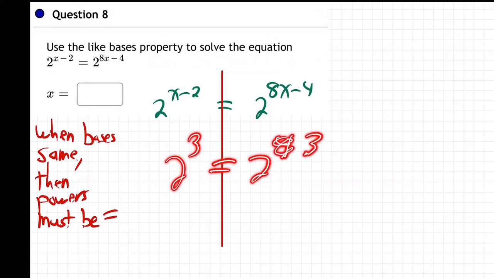This must also be a 3 because they are what? Equal. Does that make sense logically? If the bases are the same, then the powers have to be the same also, or 2 to one of them wouldn't equal 2 to the other, would it?